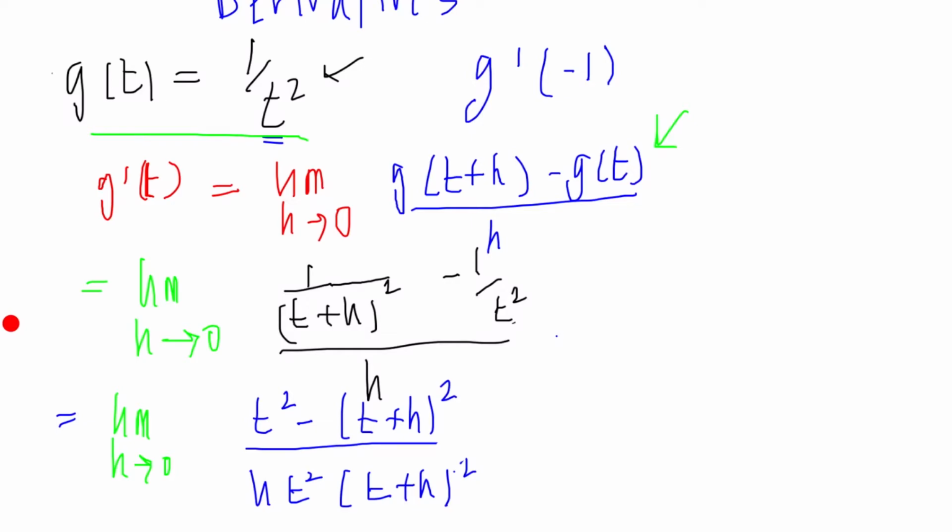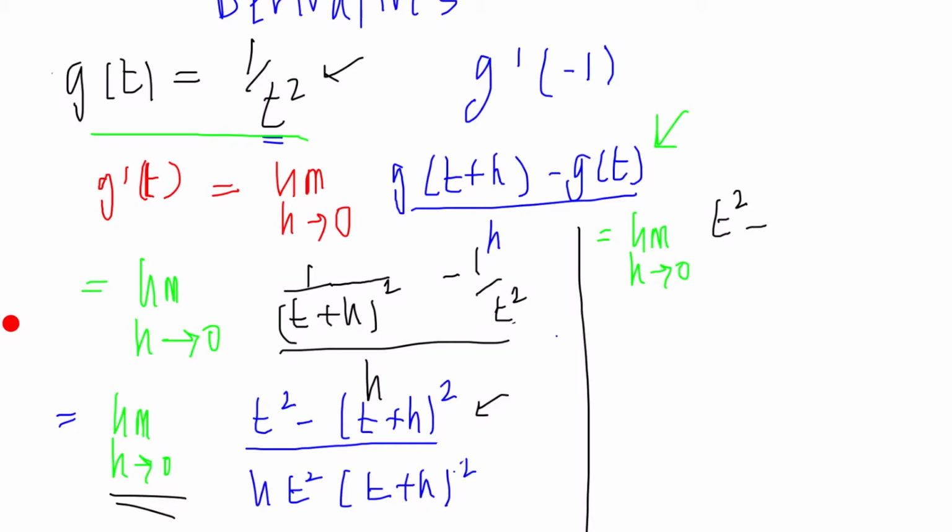So after that, what we're going to do is simplify the denominator. Remember, what we want is to simplify it so that later we can substitute h with 0. That is what we want. So if we expand that thing at the top, we get the limit as h moves to 0. Here at the top, what we're going to have is t squared minus t squared minus 2th minus h squared.